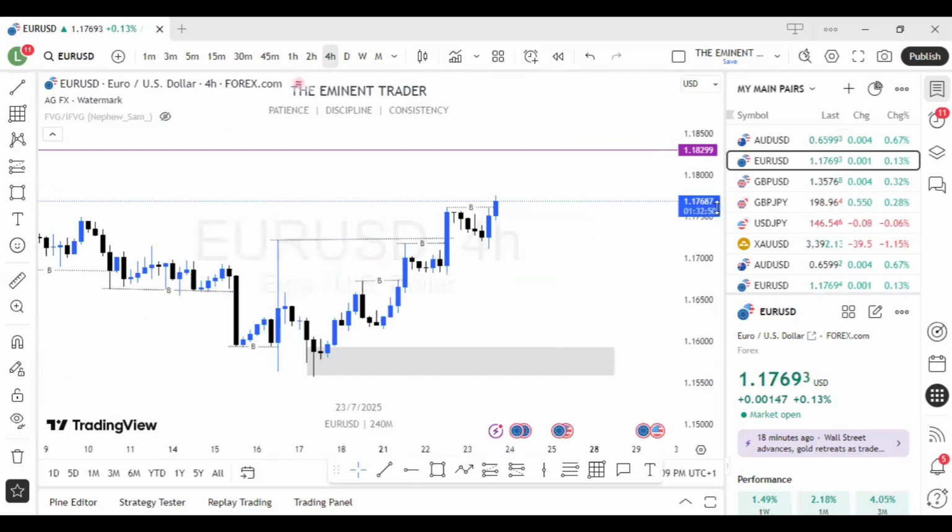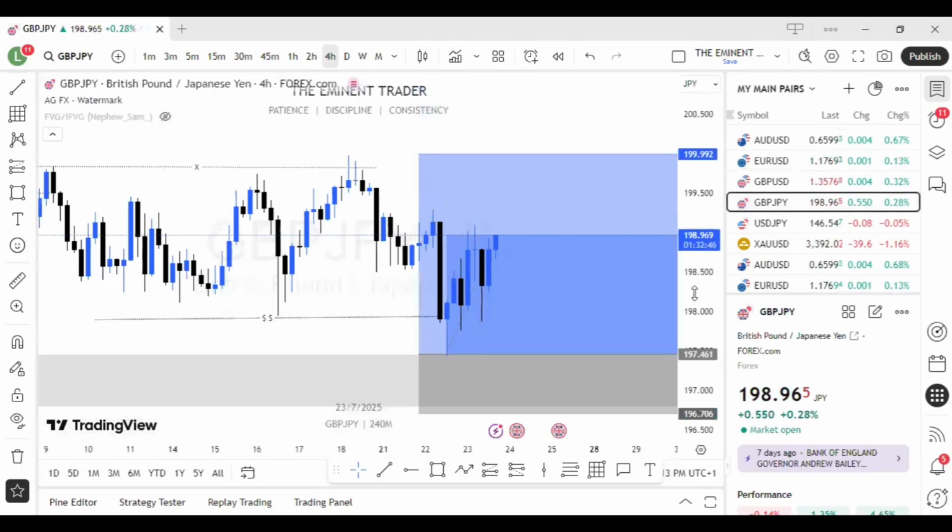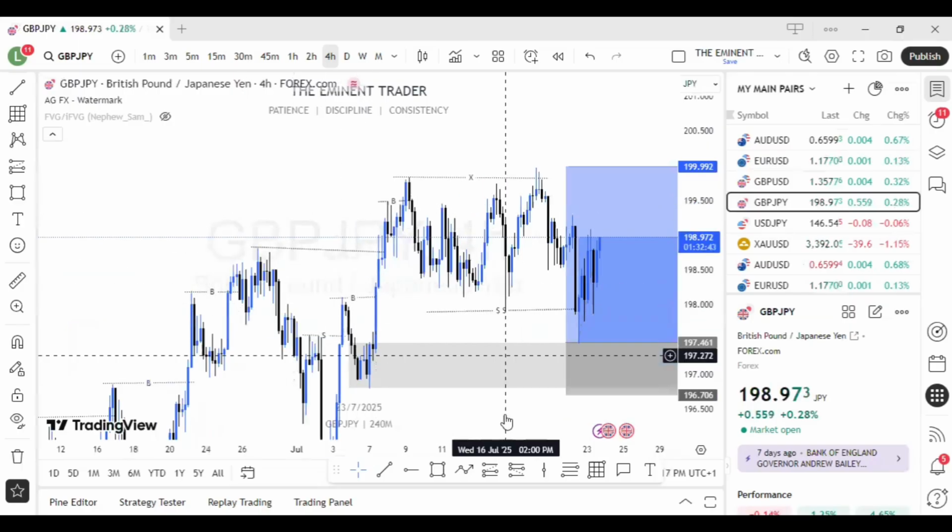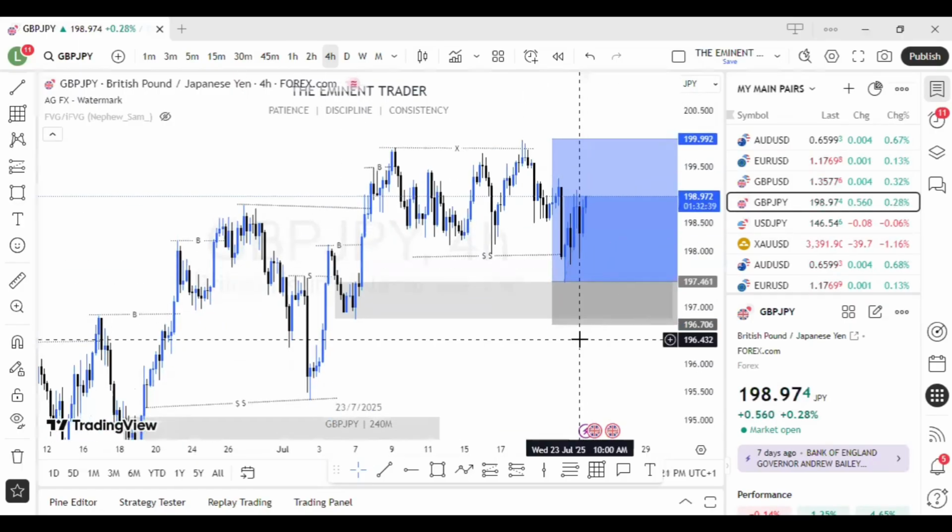I think there's another one on GBP JPY. I'm just trying to show you different examples. This is the current one that is currently running.